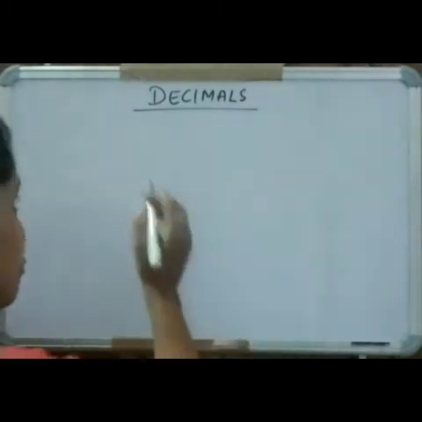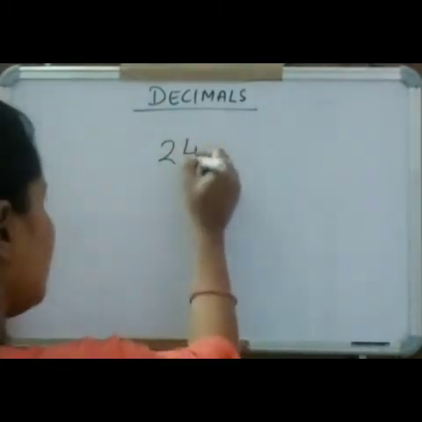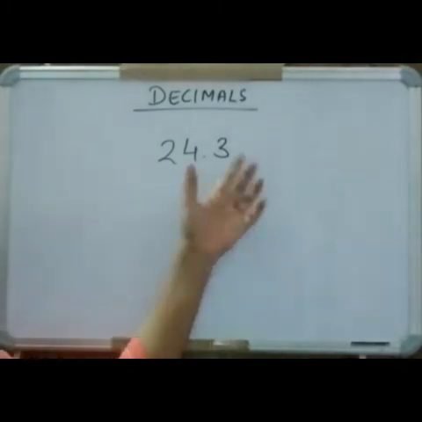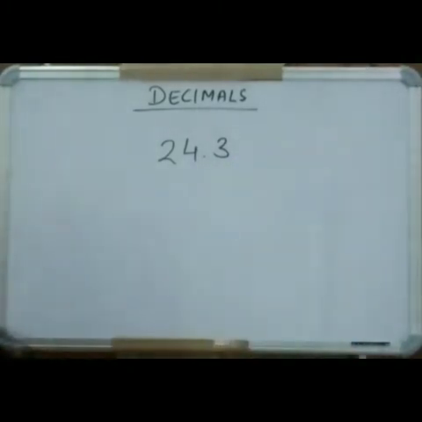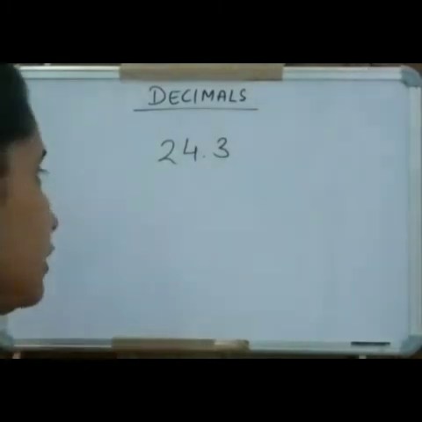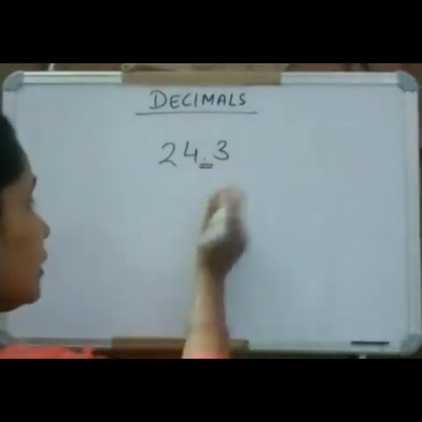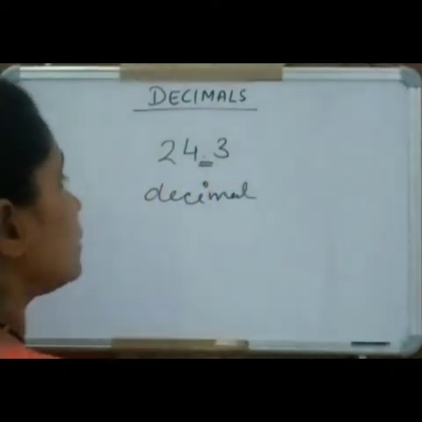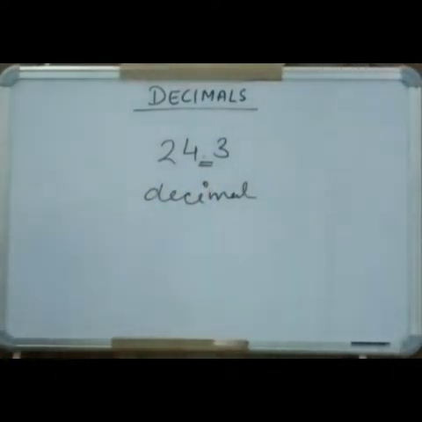First of all, what are decimals? Suppose I have a number, 24.3. Here the number we have written is 24.3. This point is the decimal. This point is the decimal. Getting it?